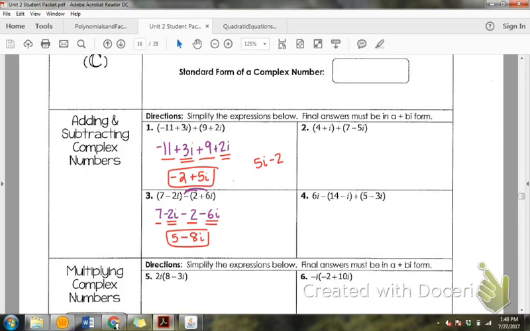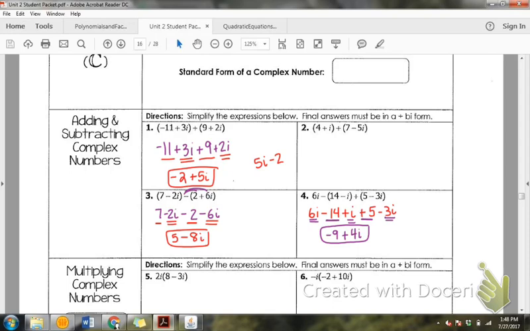Pause the video and try 4 on your own, please. Okay, so you should have negative 9 because negative 14 and 5 make negative 9. And then 6i plus i because that turns into a positive i when you distribute the negative sign. 7i minus 3i gives you 4i. Okay? Again, if you have 4i minus 9, it's the same thing.